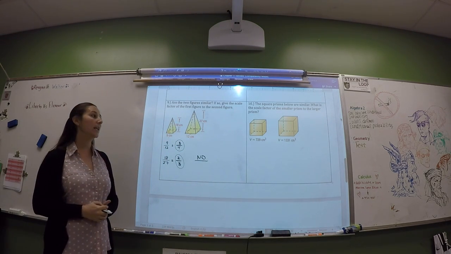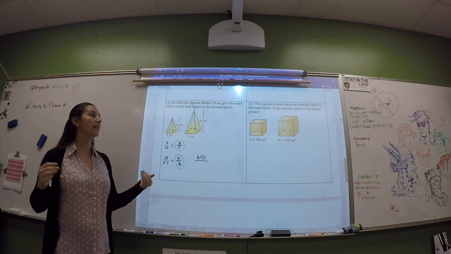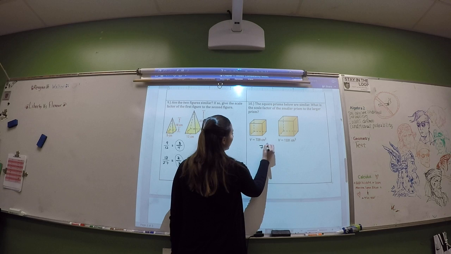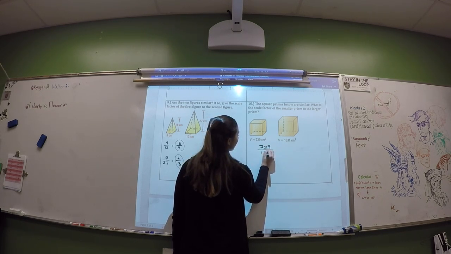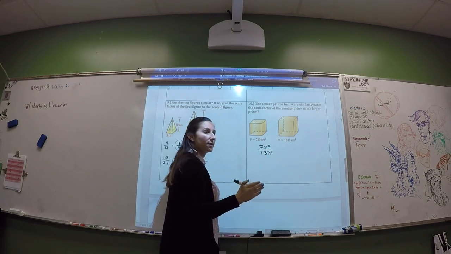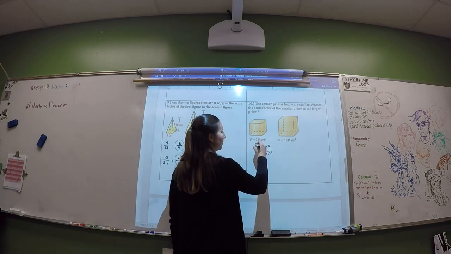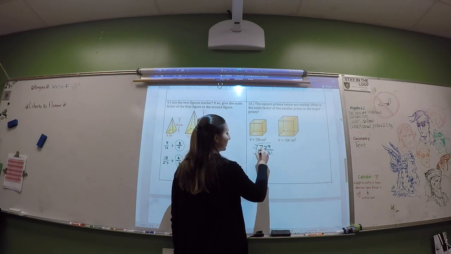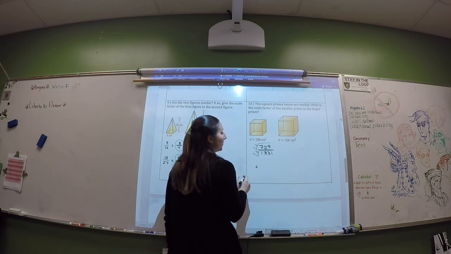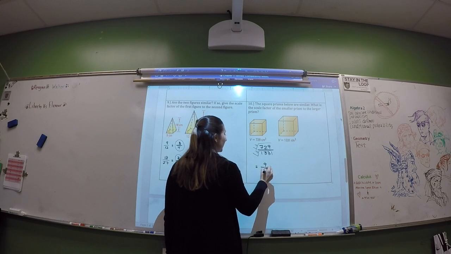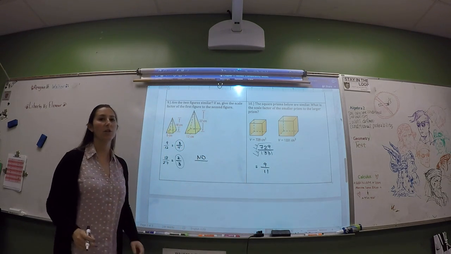And the last one gives you the volumes, and you want to find the scale factor. So remember, the way we did this was we cube root these numbers to get the scale factor, because this is the ratio of the volumes. So you cube root this and this, and you get 9 over 11. Yeah, that's your scale factor. It's just the cube root of those things.